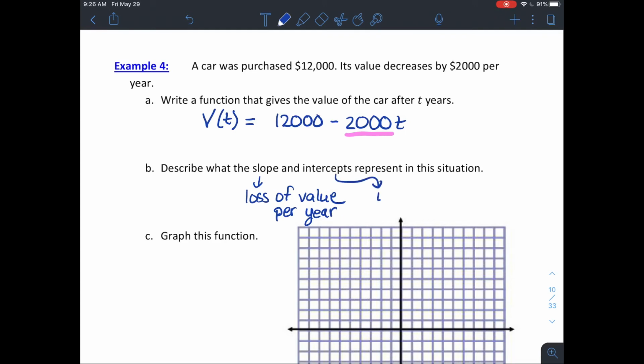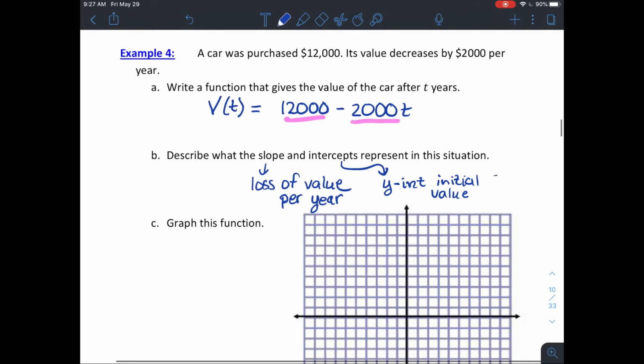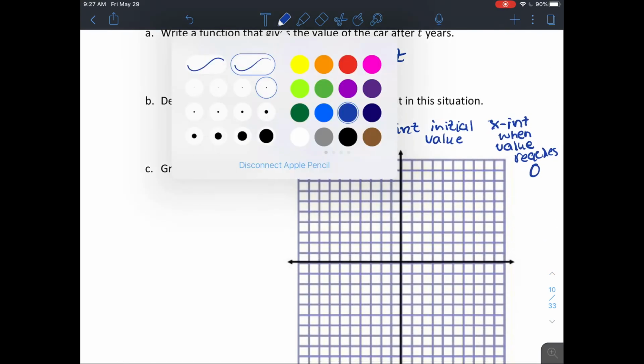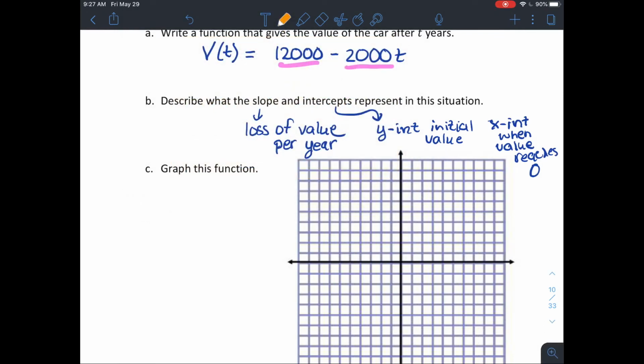And my intercepts, think about my y-intercept is 12,000. That's the initial value of my car, what it was worth when I purchased it. If you think about where it would cross the x-axis after your value goes down, down, down, and then reaches that point, that is when it has a value of $0. In all reality, this is probably not a linear function. It might be more exponential, but we're going to model it with the linear function.